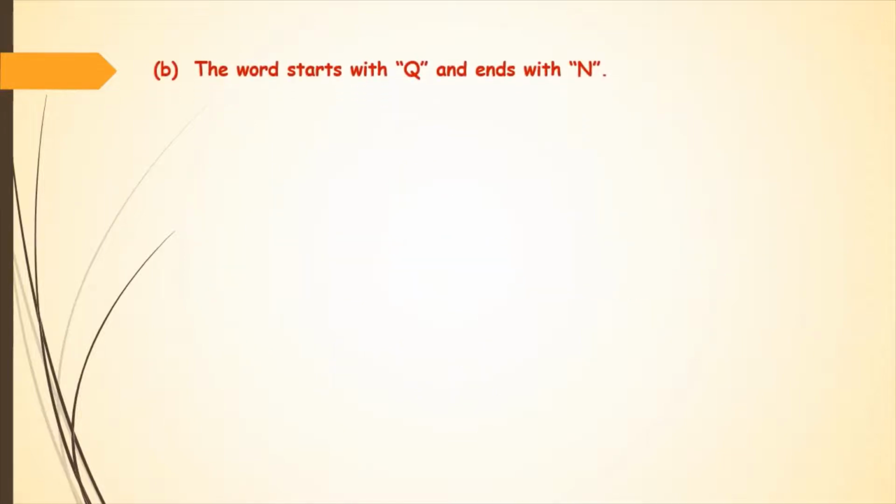Now the second sub question is, the word starts with Q and ends with N. So here again we have marked 8 places for 8 letters. From these 8 places, first will be occupied by Q. So we can place Q at the first position in one way. Last place is occupied by N. So we can place N at the last position in one way.